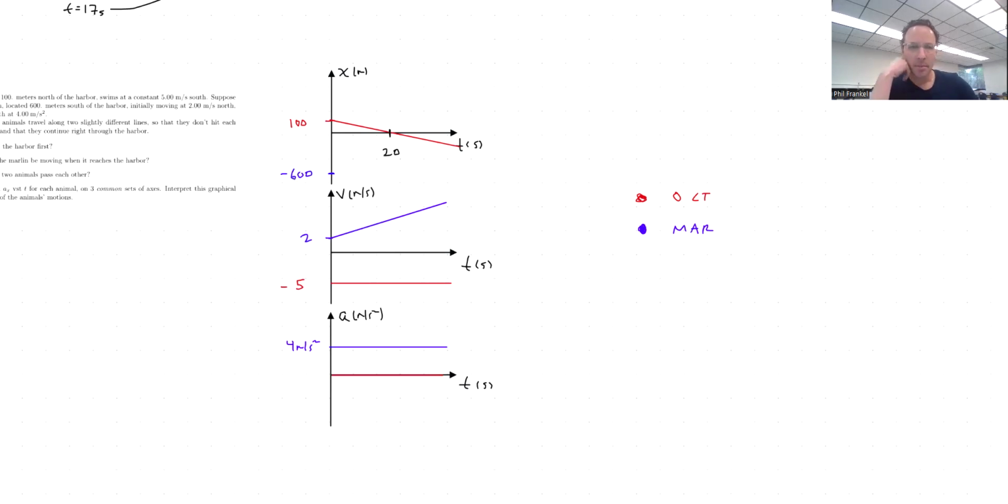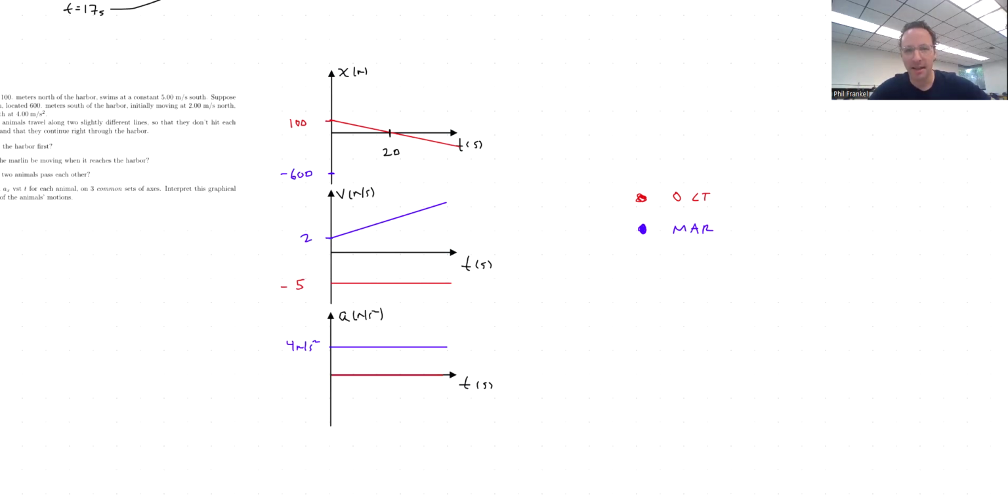And the Marlin is going to move in the positive x direction. So I know the graph has to increase somehow because the Marlin has to get to the harbor and then shoot by the harbor. Now, unlike the octopus, the Marlin doesn't have a constant velocity, right? The Marlin's velocity is getting bigger and bigger over time. That means the rate at which the Marlin's position is changing is getting bigger and bigger, which geometrically means the slope of the Marlin's position versus time graph is getting bigger and bigger.